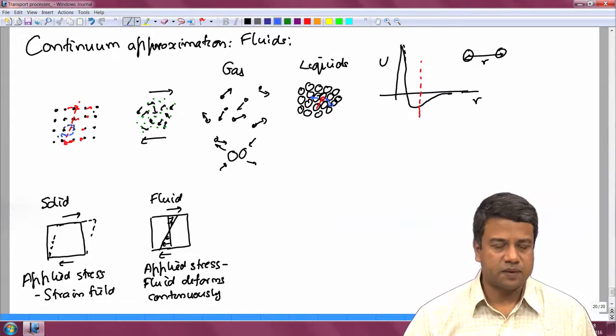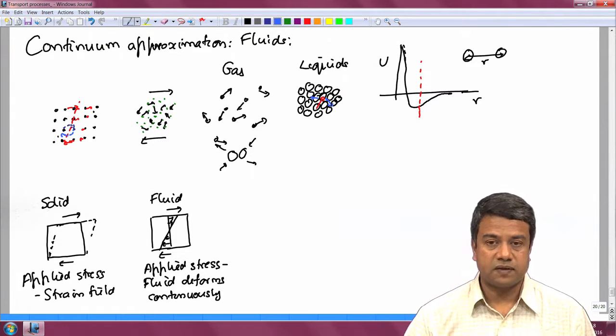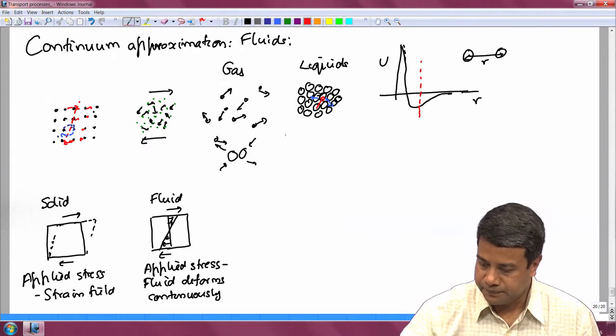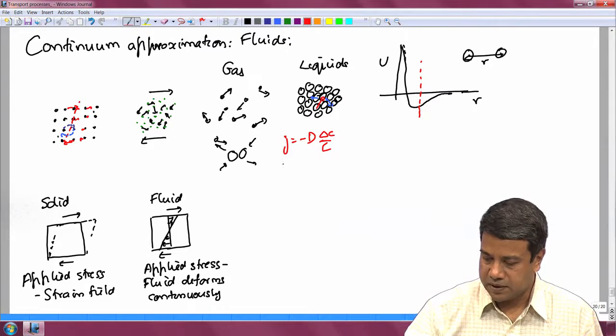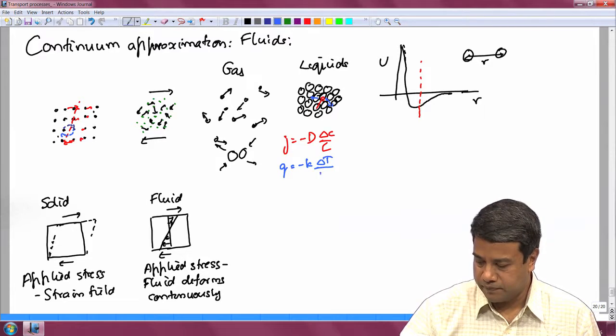At the macroscopic level, the difference is not actually that much. At the macroscopic level, the fundamental laws, the constitutive relations, whether it is Fick's law, or Fourier's law of heat conduction, or it is Newton's law of viscosity.